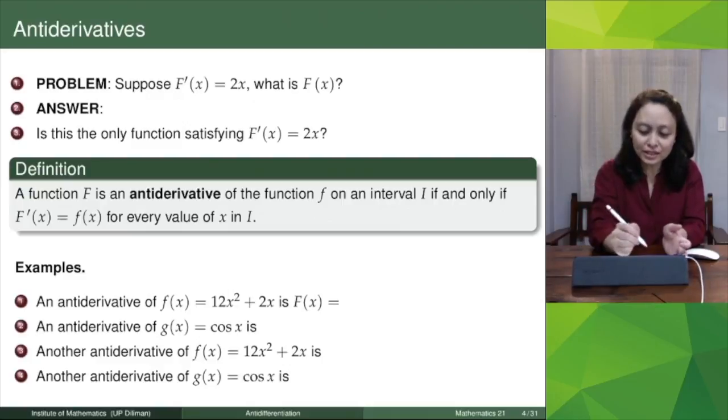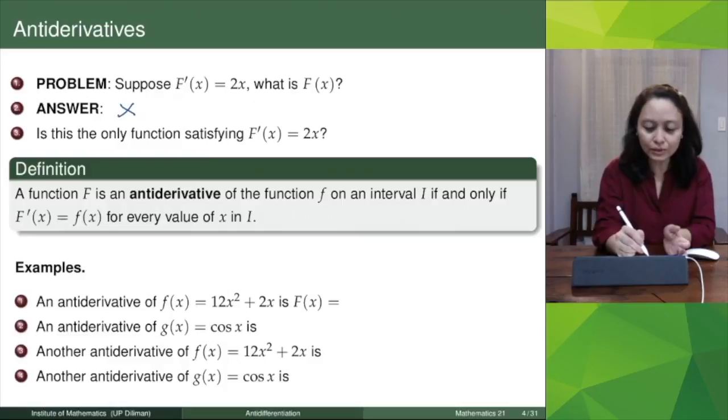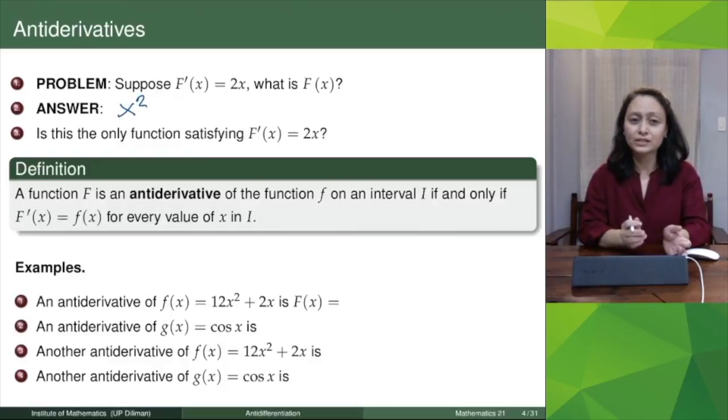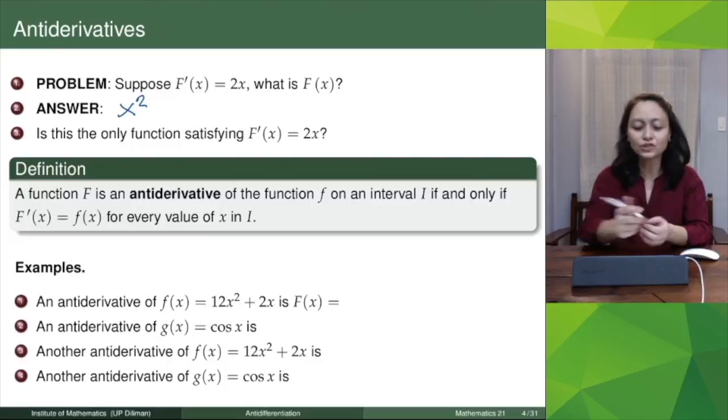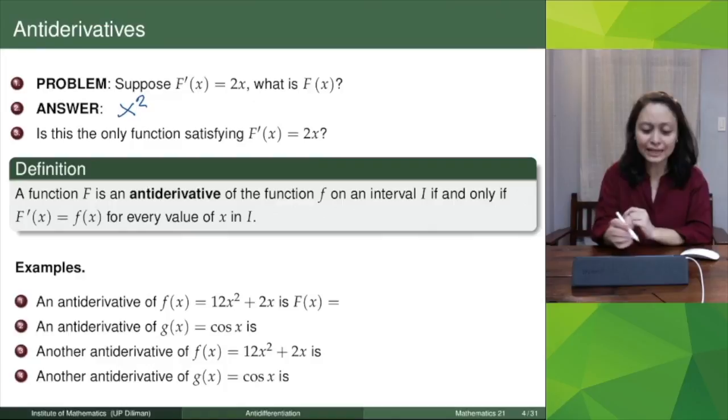So the answer is f of x can be equal to x squared, because the derivative of x squared is 2x. So is this the only function satisfying the condition that f prime of x is 2x? So we'll see later that no, this is not the only function, because you can add any constant to this and you'll still get 2x as derivative. So we define an antiderivative.